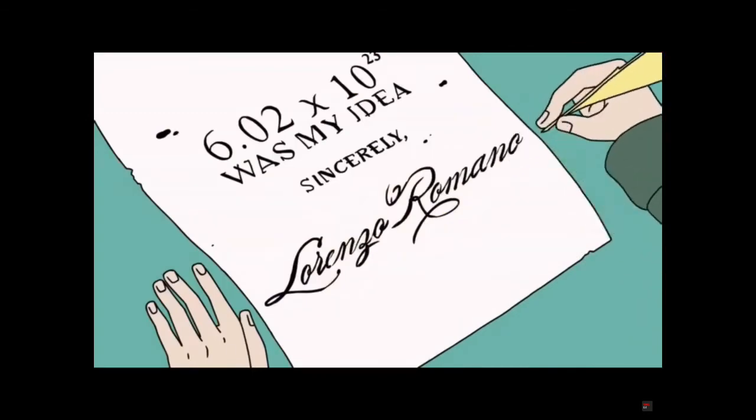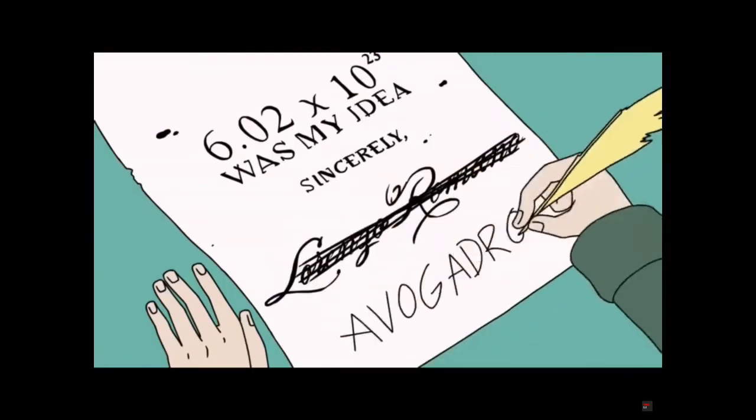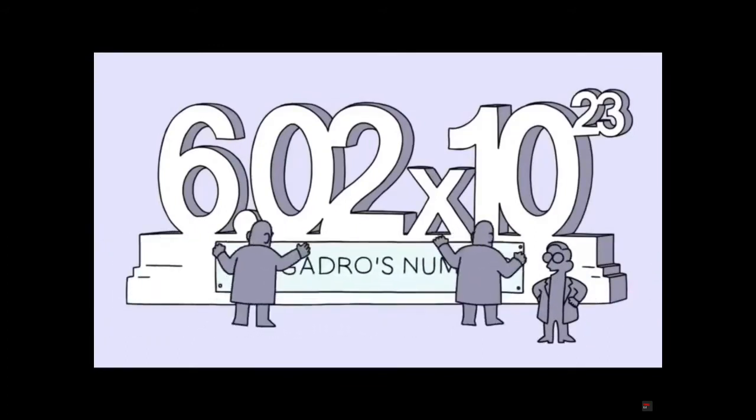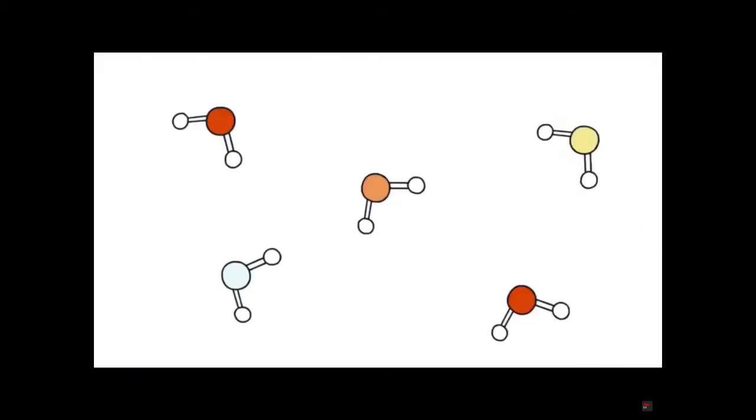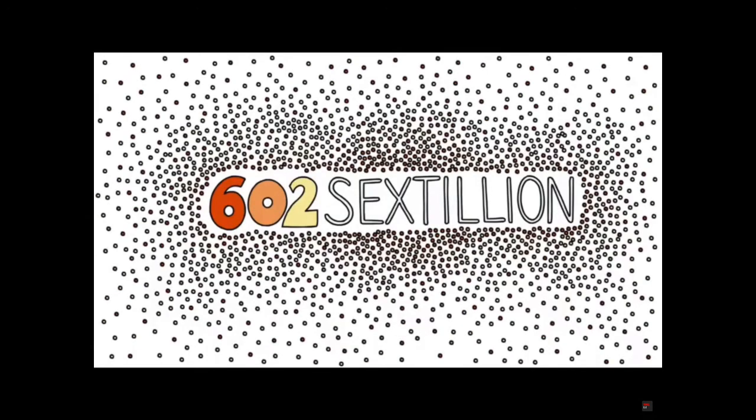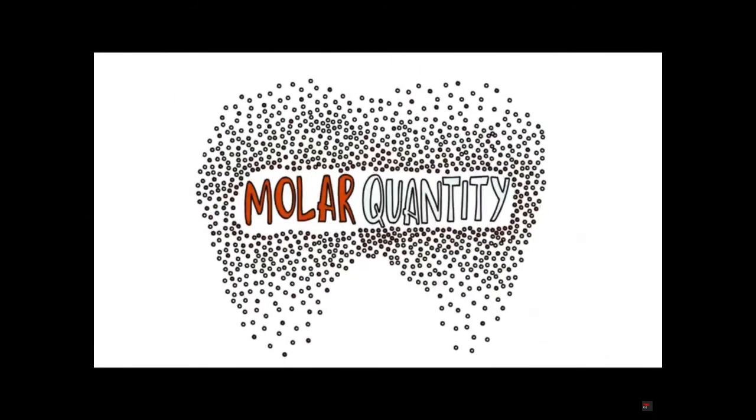Since Lorenzo Romano, never mind, Avogadro was the first one to come up with this idea, scientists named the number 6.02 times 10 to the 23rd after him. It is simply known as Avogadro's number. Now, back to the mole. Not that mole. This mole. Yep, this number has a second name, the mole. Chemists use the term mole to refer to quantities at the magnitude of 602 sextillion. This is known as a molar quantity.